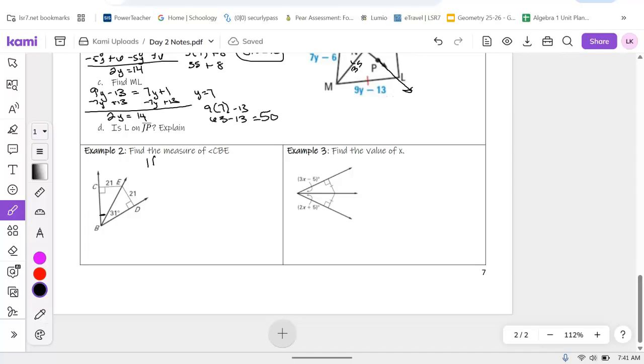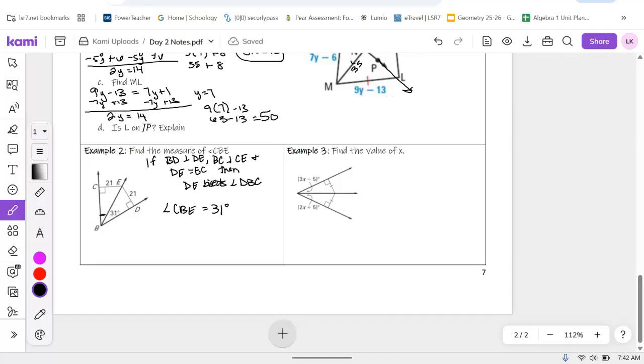This is saying if BD is perpendicular to DE, BC is perpendicular to CE, and DE equals EC, then that means that BE bisects angle DBC, which tells us that these angles are congruent, so angle CBE equals 31 degrees.